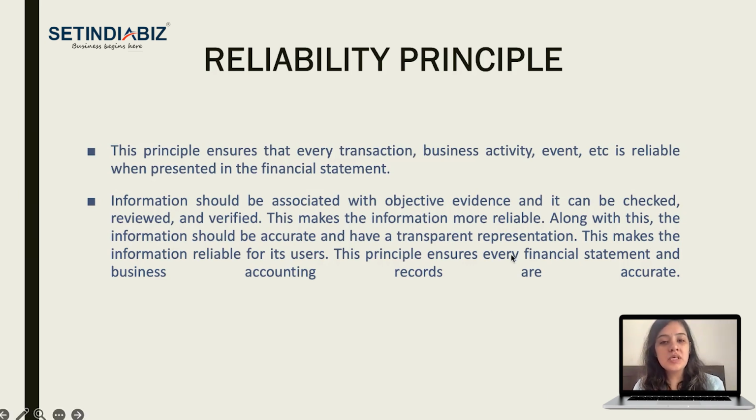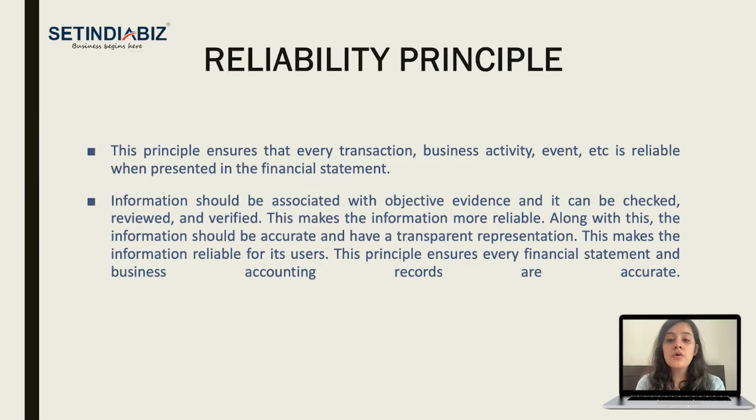So reliability principle means that all those transactions which are reliable, which are relevant, which can be verified with the source of evidence, that can be recorded in accounts. Information should be associated with objective evidence, and it can be checked, reviewed, and verified. This makes the information more reliable. Along with this, the information should be accurate and have a transparent representation, right? So there is a transparency. We have proof, we have source of evidence, right? And then we can record it. We can match the transaction with the source of evidence. This makes the information reliable for its users.